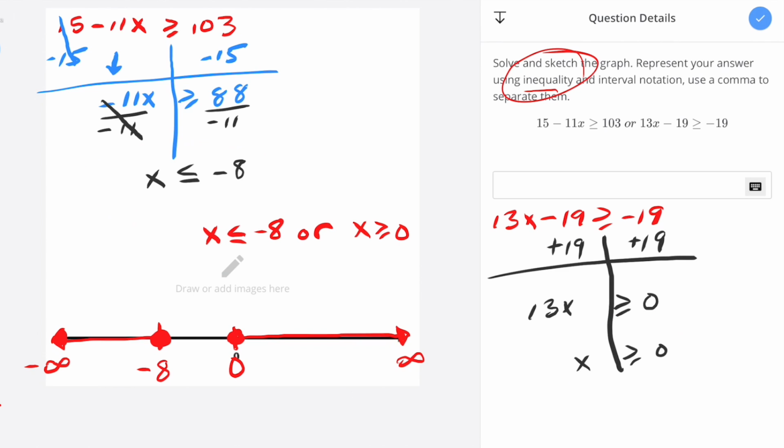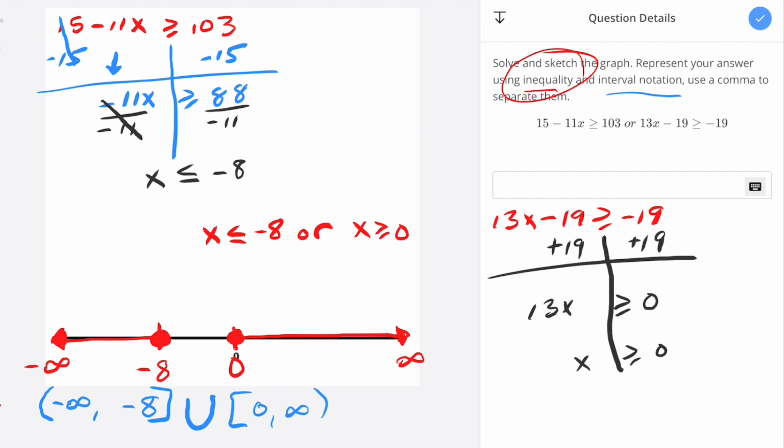Okay, the interval notation. We have a negative infinity. Okay, so parenthesis, negative infinity, comma, negative 8 is a closed circle. Closed circle, 0, comma, infinity. So that right there is your interval notation.